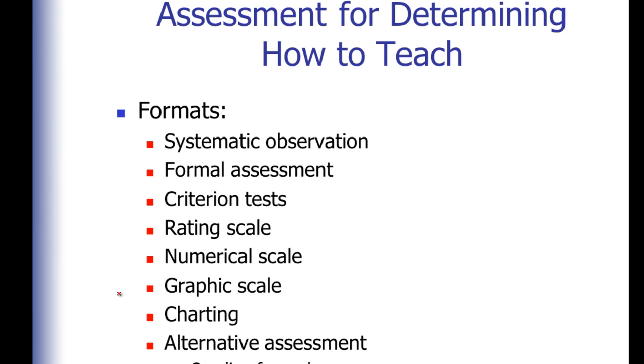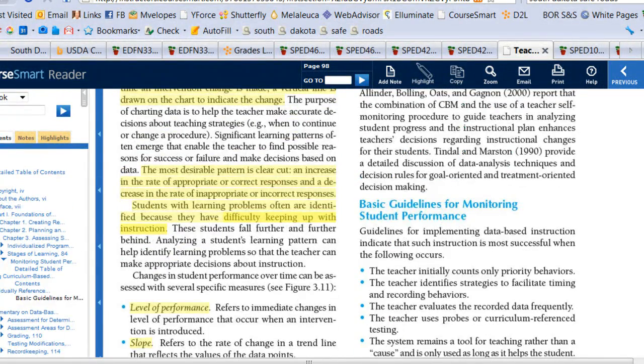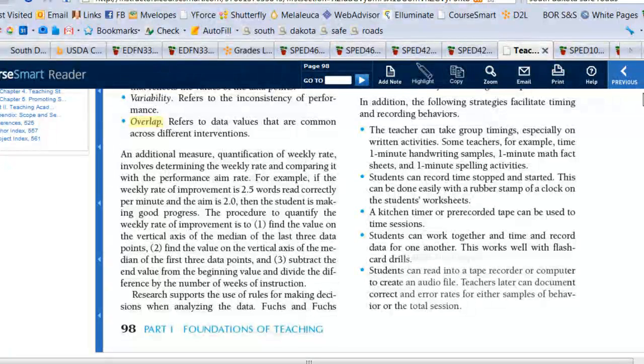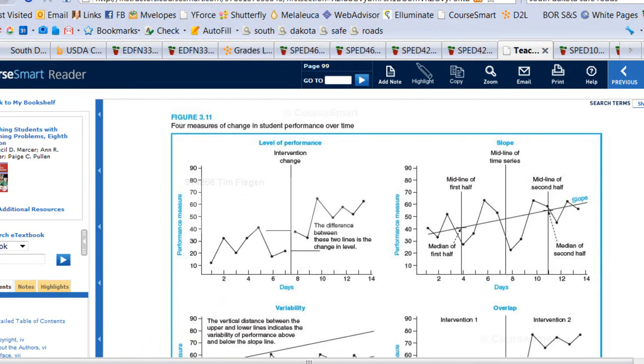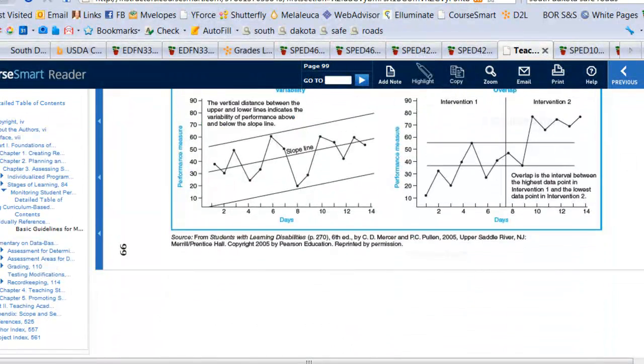Then again, here is a number of things, assessment of how to teach. And before I have you, I'm going to have you write one line about each of these in your notes too. Let me take you out here to the textbook where it talks about these how to teach. And that's a big jump here. Again, here's more graphs, and these lines are the intervention changes.